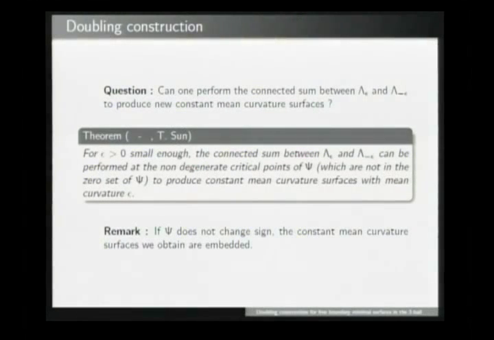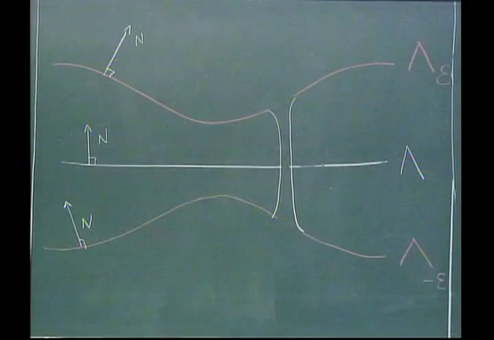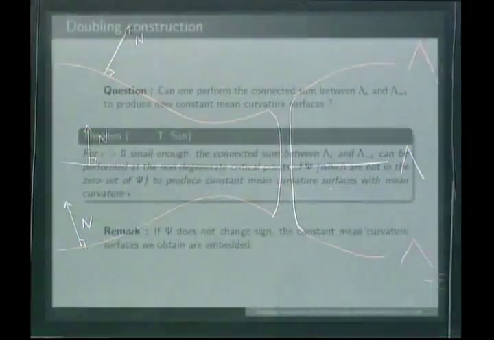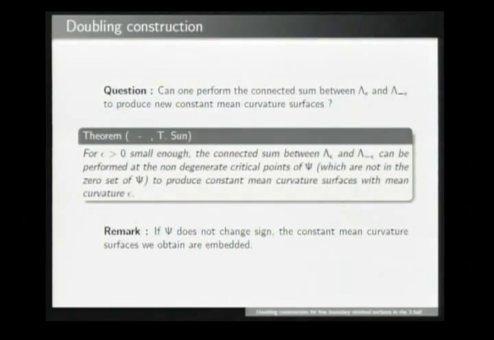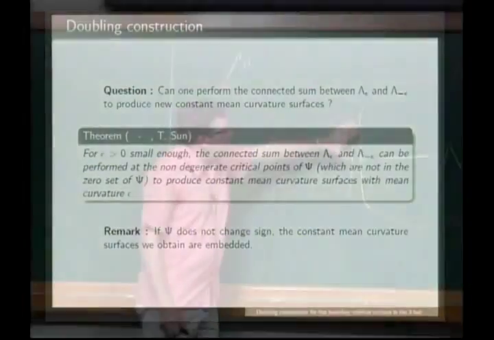So this can be done, but unfortunately, this cannot be done at any point. So remember there is this function psi, which solved the Jacobi operator applied to psi equal to 1. And you can perform exactly this connected sum precisely at points which are critical points of the function psi, and which are not in the 0 set of psi. So in particular, what I've drawn here cannot be done.